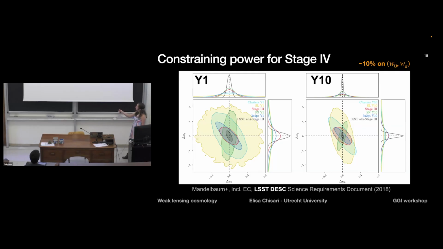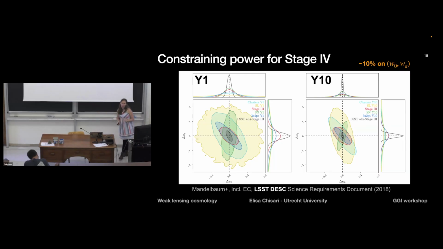Okay, so for LSST, we plan to combine several different probes. The lensing one is this one, the dark blue one that you can see, will constrain w0 wa very well. But then, with the other probes, we hope to break a little bit the degeneracy here, because supernovae, for example, are going in a different direction. And then with year 10, we are hoping to achieve around 10% constraints on both w0 and wa.